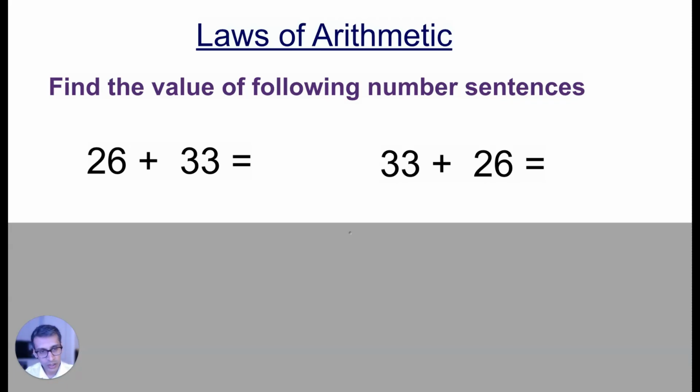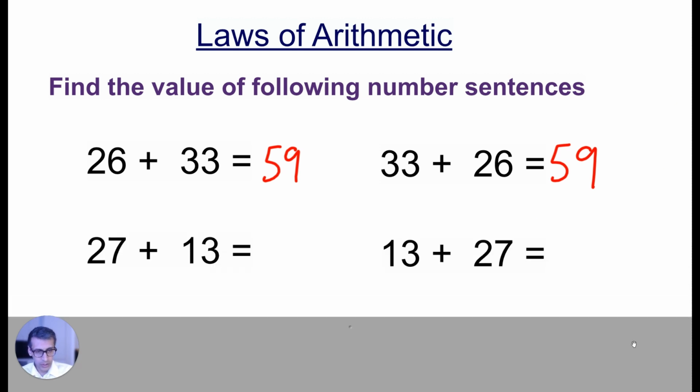All right, so we are going to be looking at the first law of arithmetic here. I'm not going to tell you what it is just yet. Let's look at some examples of it first. So let's say we have 26 plus 33 and 33 plus 26. What can you say about these two sums? Well, we know that this is going to be 59. We also know that this is going to be 59 too.